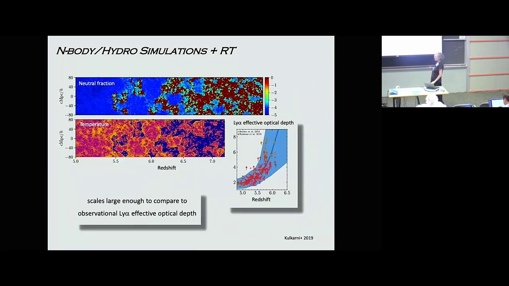These larger simulations are used, or have been used, also to compare, as I already mentioned, to observation towards the end of reionization. This, for example, is about 200 comoving megaparsec on a side, and has been used to make comparison with the observed Lyman alpha effective optical depth. Probably Martin will talk about this tomorrow. Because the observed Lyman alpha optical depth is usually given in chunks of at least 50 comoving megaparsec, then you need to have larger boxes to have a proper or a better comparison.